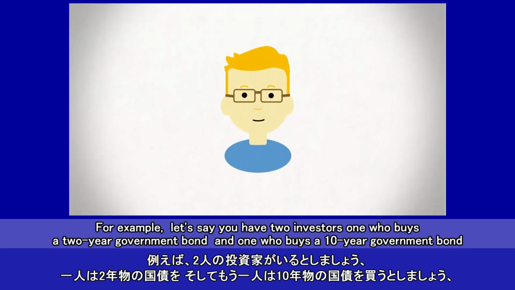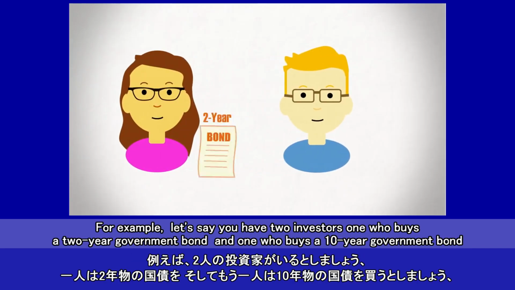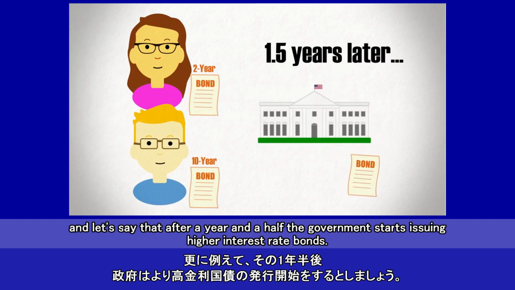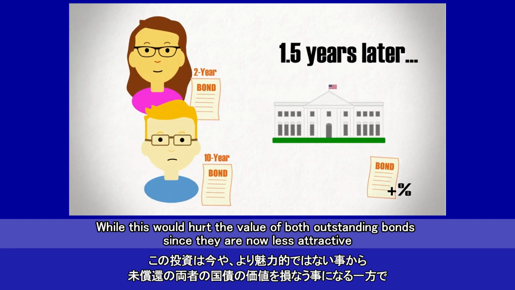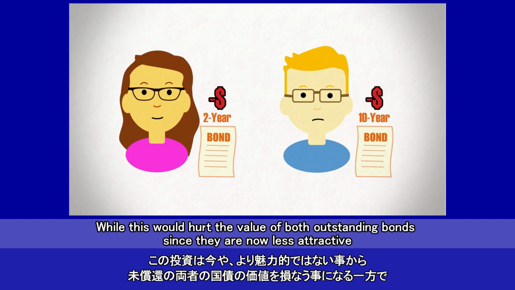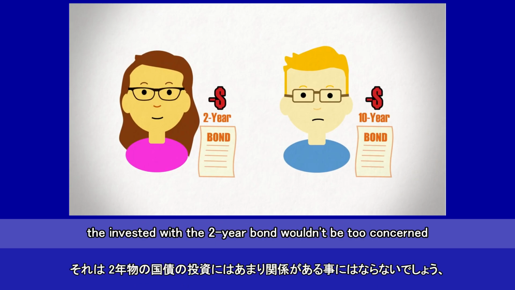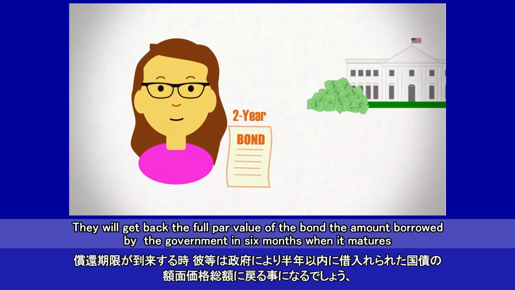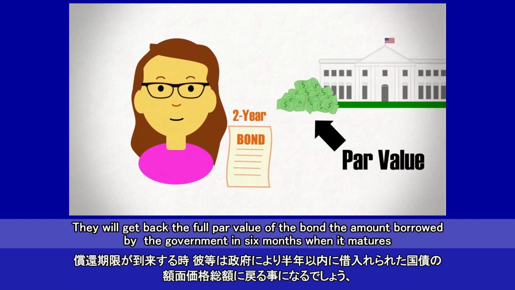For example, let's say you have two investors, one who buys a 2-year government bond and one who buys a 10-year government bond. And let's say that after a year and a half, the government starts issuing higher interest rate bonds. While this would hurt the value of both outstanding bonds since they are now less attractive, the investor with the 2-year bond wouldn't be too concerned. Even though the market value of their bond has fallen, they'll get back the full par value of the bond, the amount borrowed by the government, in 6 months when it matures.